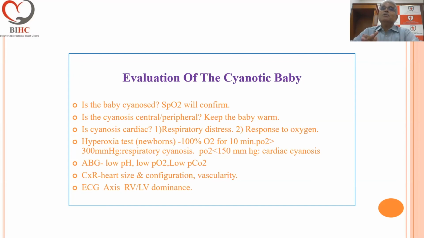And chest X-ray will show the heart size and configuration, like the boot-shaped heart of tetralogy and the reduced lung vascularity of tetralogy. This could be diagnostic in a given setting. The ECG will also be helpful by showing the axis and which ventricle is dominant.